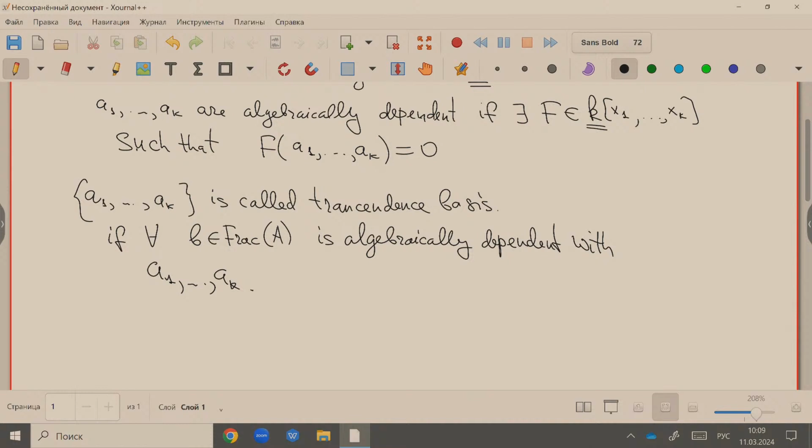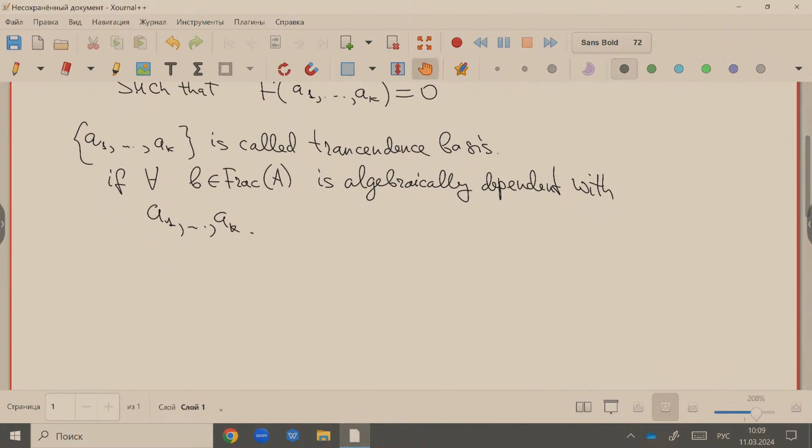What we know about bases in vector spaces is that if you have two bases in a finite dimensional vector space, then they have the same number of elements. So here we have the same theory. Suppose A is a finitely generated algebra.